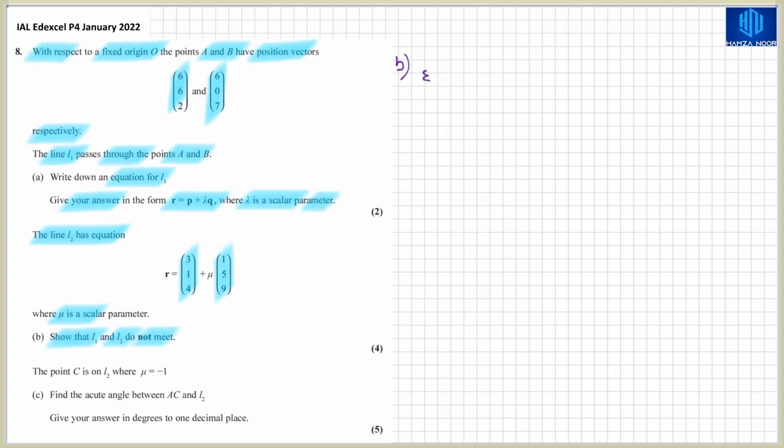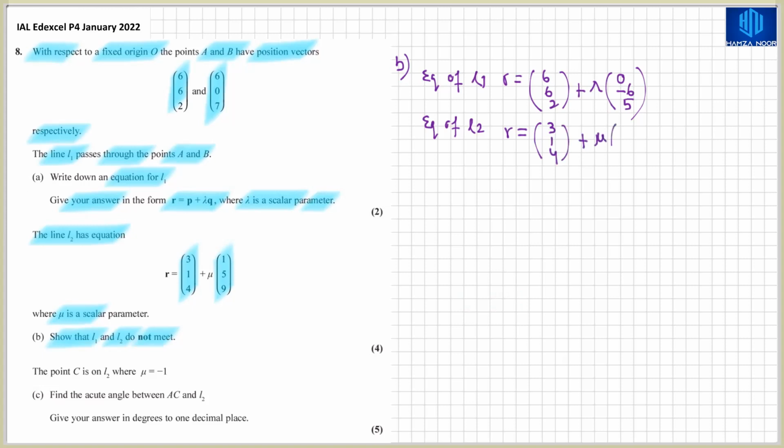The equation for L1, which we obtained in part A, was r = (6, 6, 2) + λ(0, -6, 5). This was the equation for L1. And we have the equation for L2, which is r = (3, 1, 4) + μ(1, 5, 9). So we need to show that these lines do not meet each other.